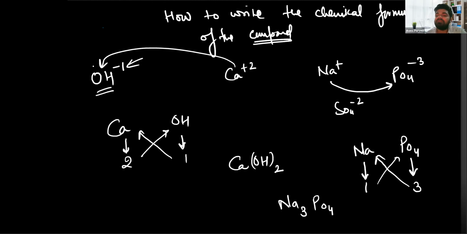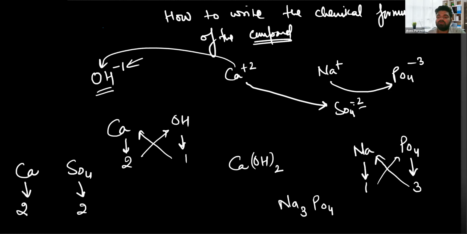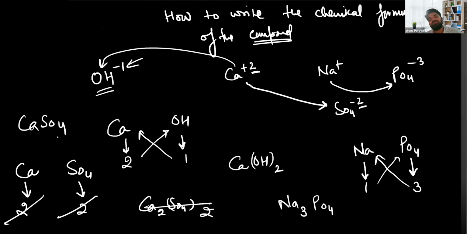Now, let's suppose calcium and sulfate, SO4, are going to make a bond. Ca has valency 2 and sulfate also has valency 2. So if their valency is the same, then we don't cross multiply. We don't write Ca2(SO4)2. They will cancel out each other if they are the same, and we just join them together. We write CaSO4. Understood?